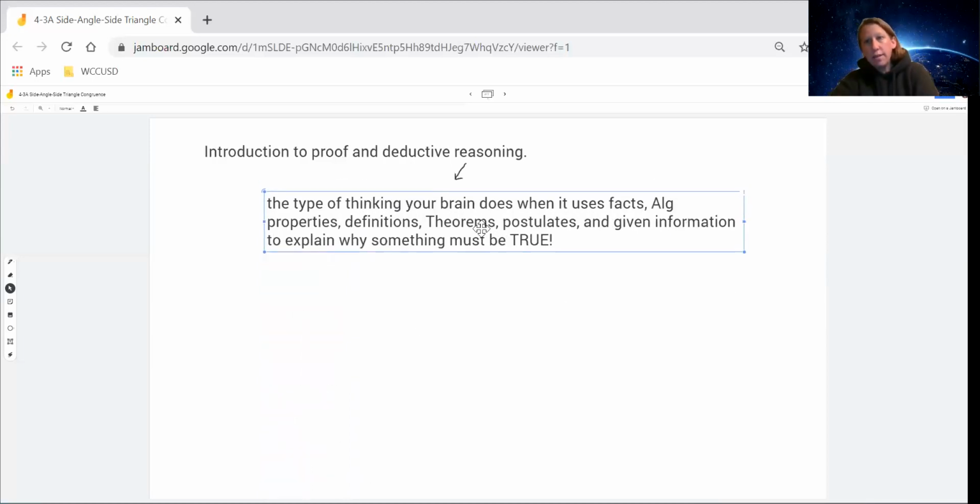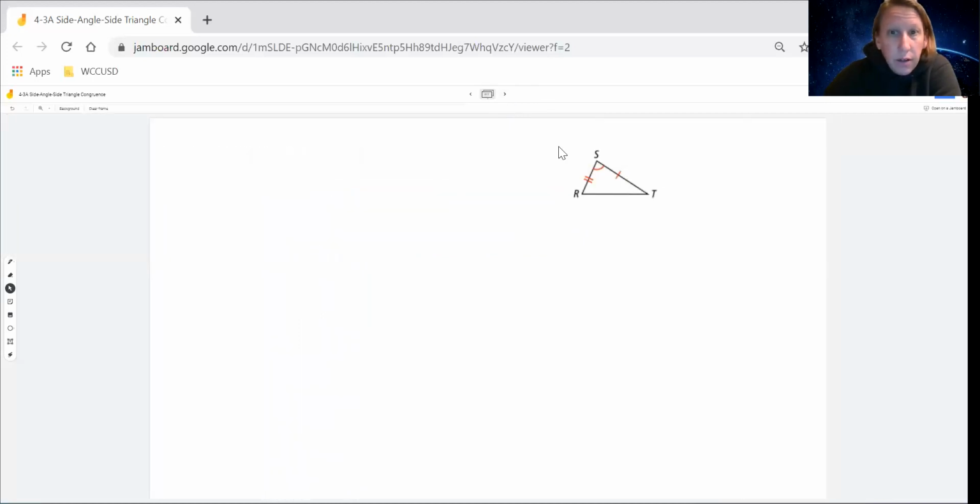It's the way that mathematicians win arguments. They say this thing's true and this thing's true, and we all agree that this thing is true. And then when you get to the end, you've created this proof for your argument. All right, let's take a look at this.